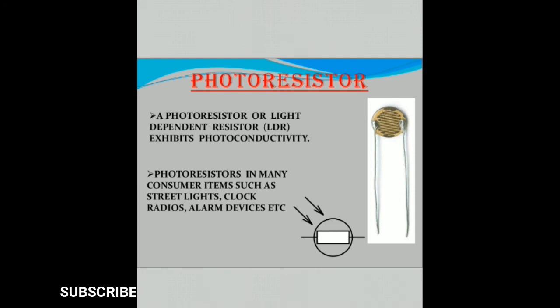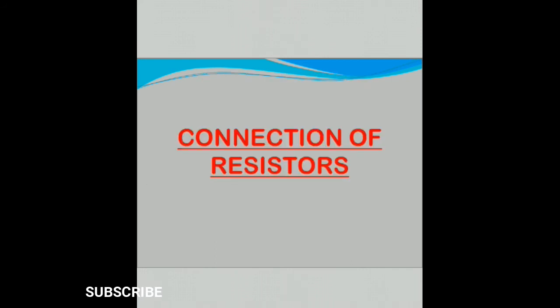But in the night time, automatically the resistance of the sensor body will decrease, because there is no light put on this sensor, so automatically the light will turn on. By using this type of sensor, we can automatically turn on this light. Then we are discussing the connection of resistors.